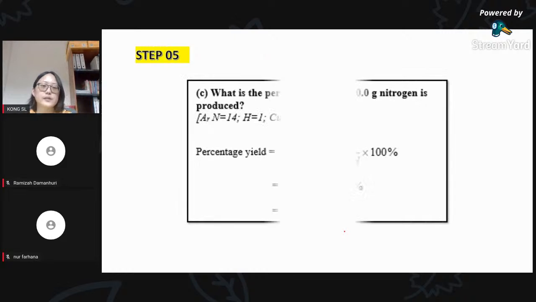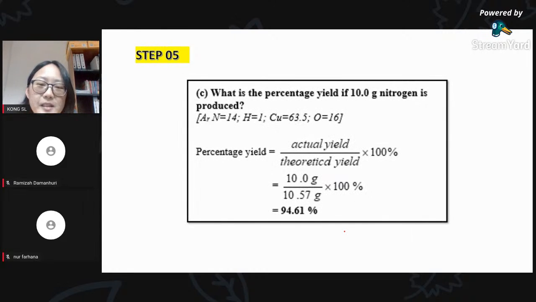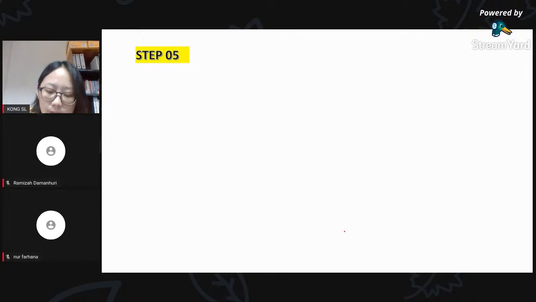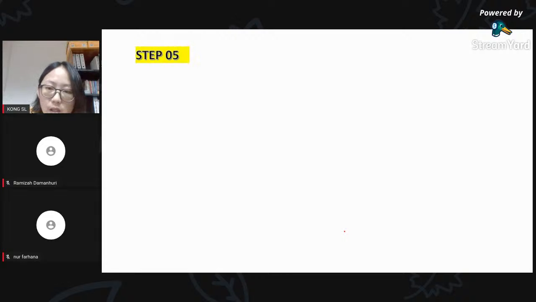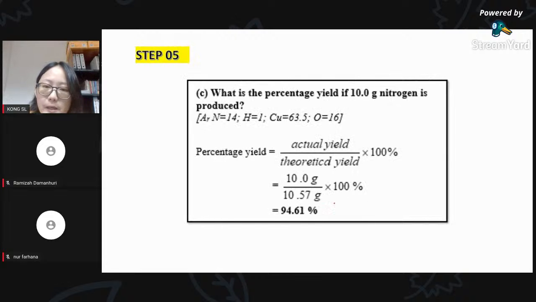Next, percentage yield. Percentage yield is the actual yield over the theoretical yield. Since just now you already found the theoretical yield, which is 10.57, and normally the actual yield is given by the question, so it's 10 gram. So just write out the formula, substitution, final answer with unit. In all the calculation steps in chemistry, you must write down formula, substitution, final answer with unit.